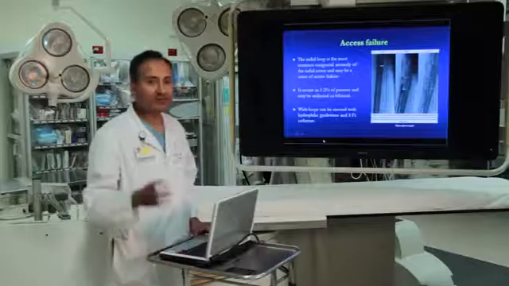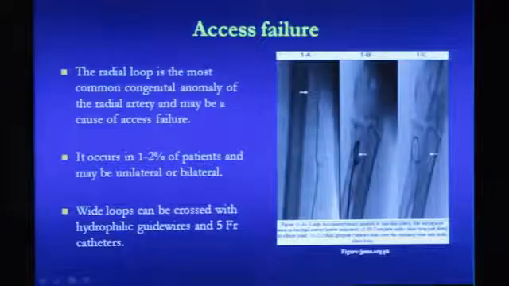There are many reasons why we would fail in terms of access. Spasm is the most common thing, but we also have to be aware of radial artery loops. This is fairly rare, only occurs in approximately 1 to 2% of patients. However, even with these types of vascular tortuosities, there are still techniques we can use to bypass and correct these loops.